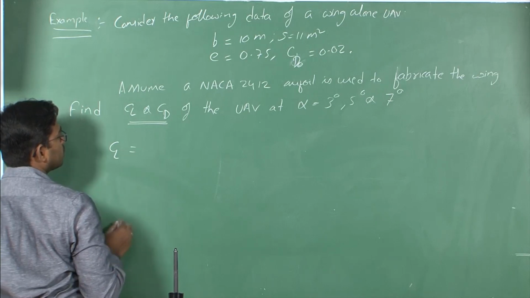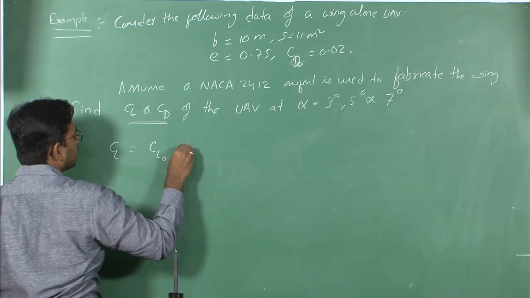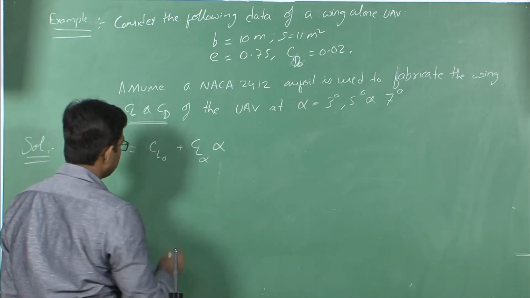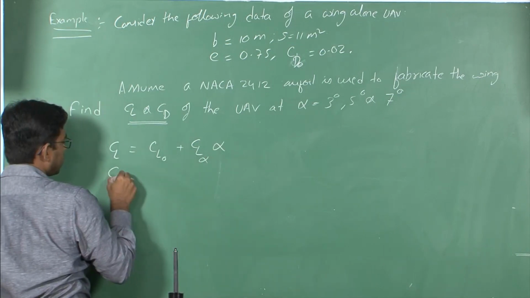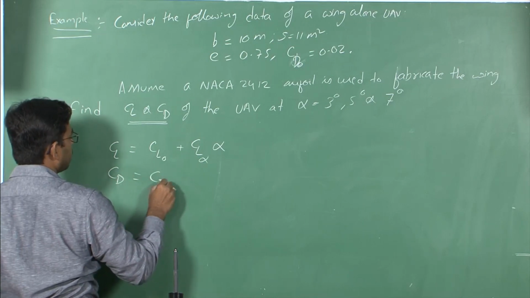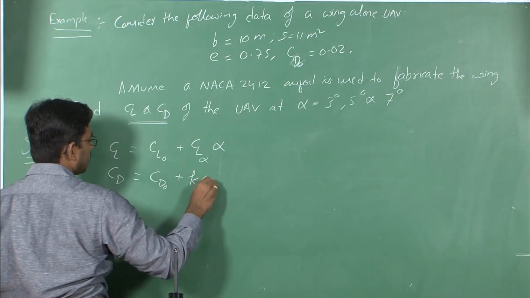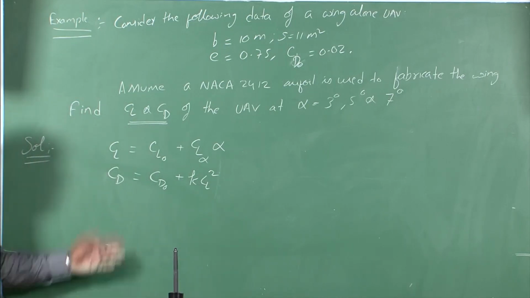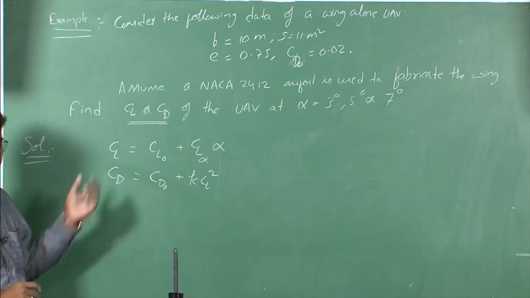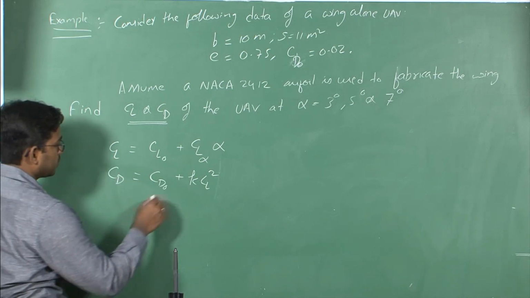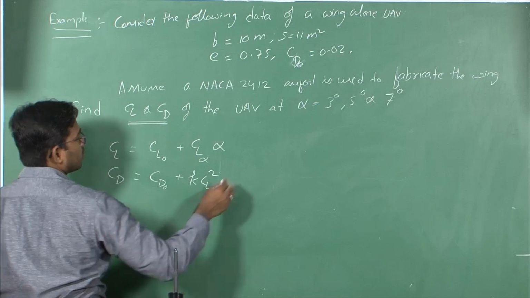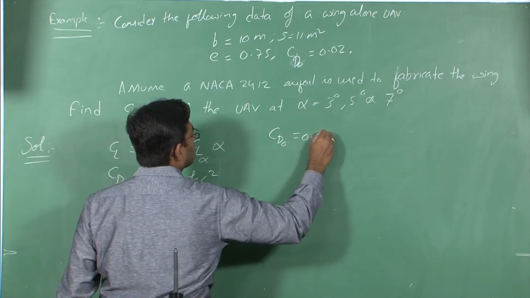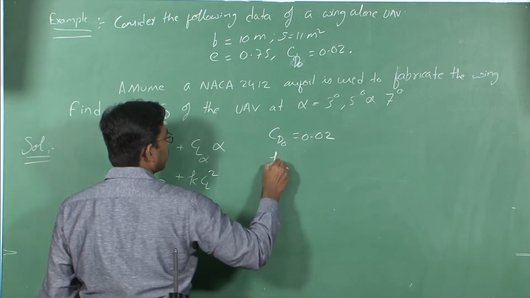So, CL is equal to CL naught plus CL alpha into alpha of the wing, right. And what is CD? Once you have CL, if you know CD naught plus K CL square, you can use the drag polar of the wing and find the corresponding CD at this particular CL. CD naught is given as 0.02, and K, can we find K here?